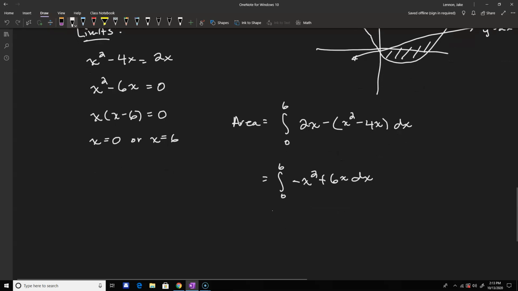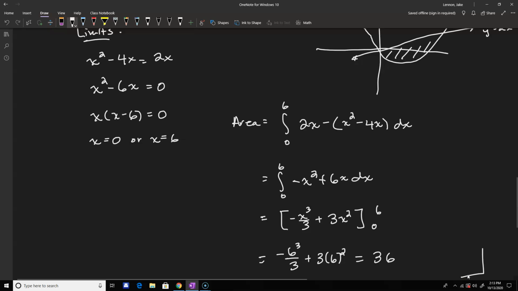And again, just a polynomial to integrate, so nothing too tricky. Minus x cubed over 3 plus 3x squared. Again, just adding 1 to the power, then dividing by that number, from 0 to 6. And then we can plug in both of these things. Plugging in 0 into a polynomial is going to be 0. So really that's all we have to do here is plug in 6. So we get minus 6 cubed over 3 plus 3 times 6 squared. And this comes out to exactly 36. So that is our area for this problem.